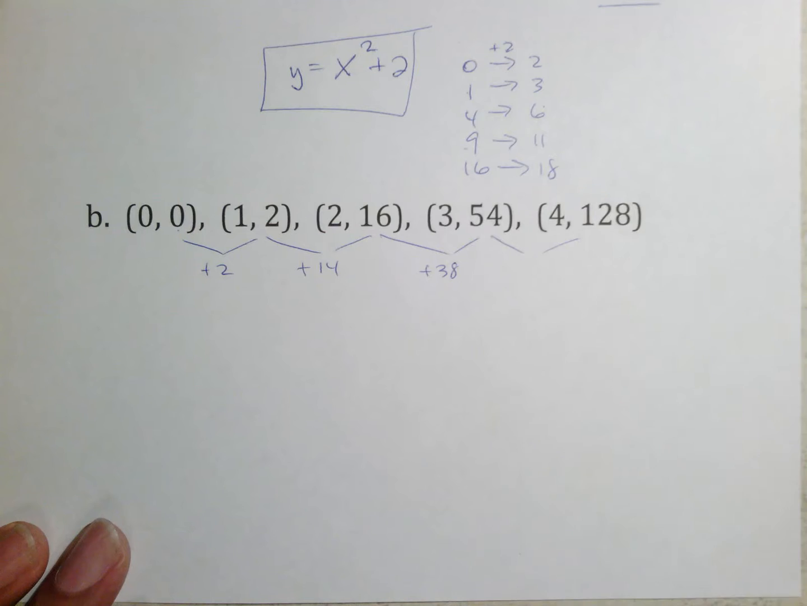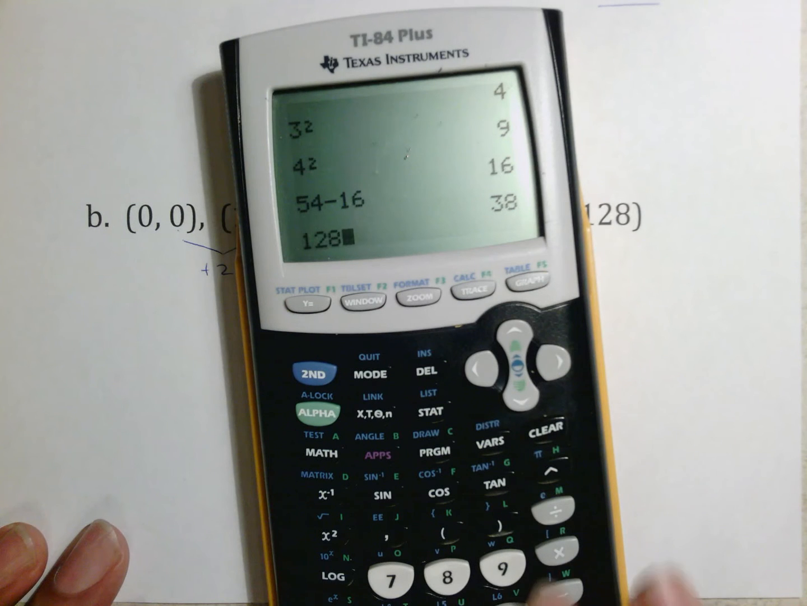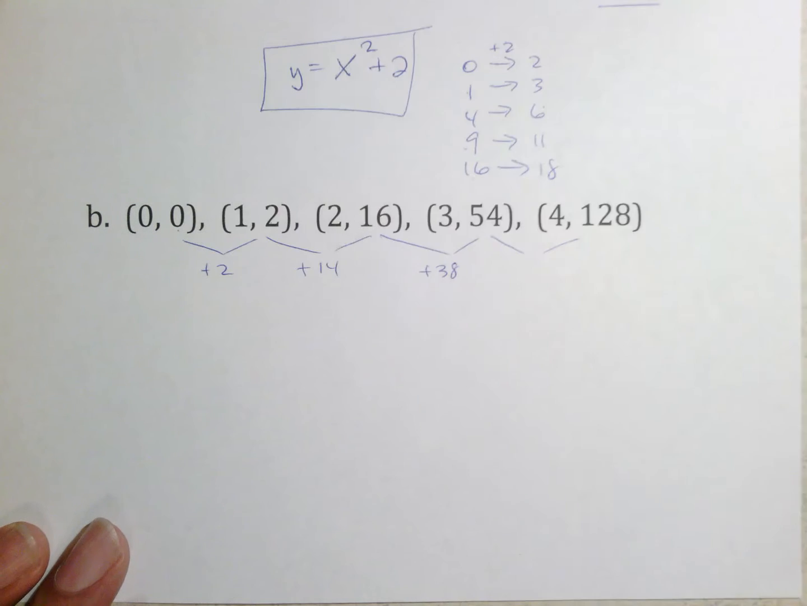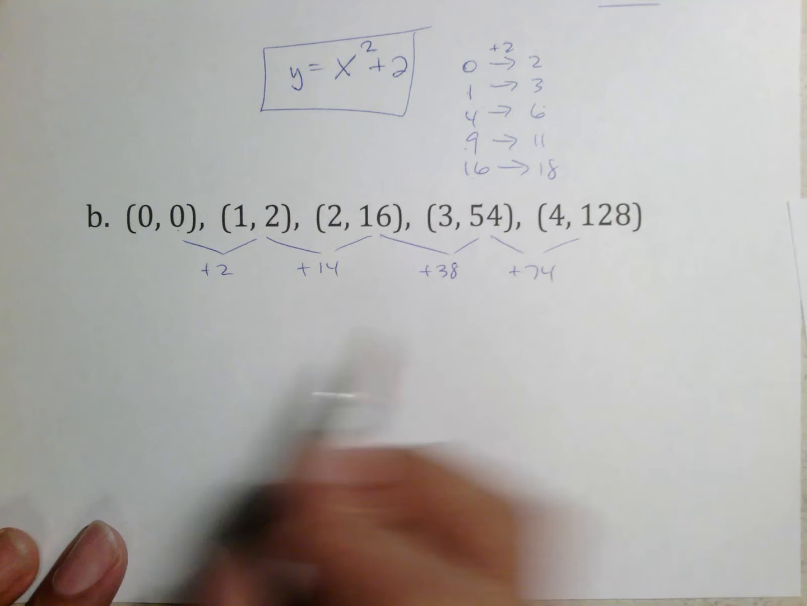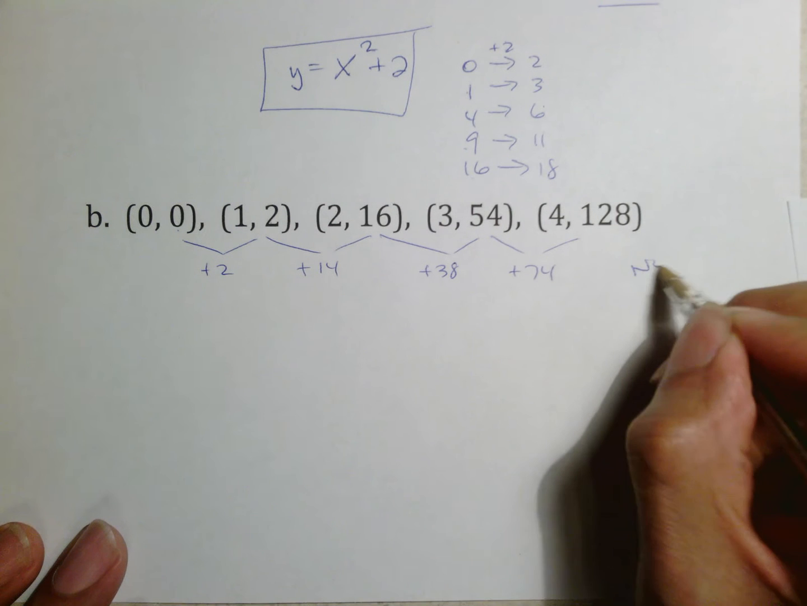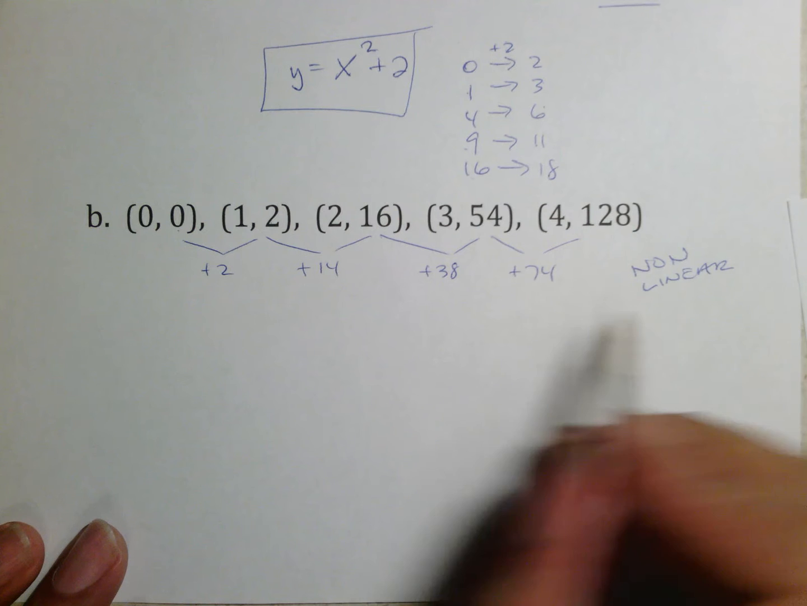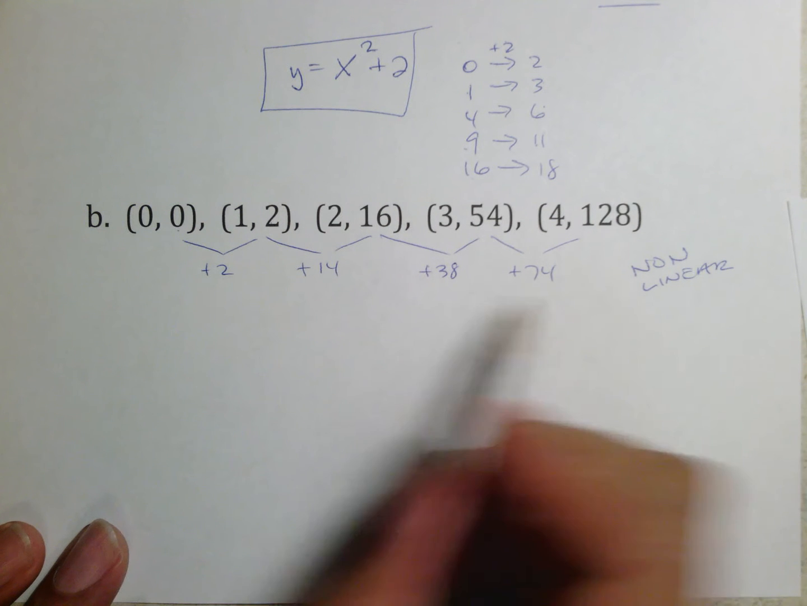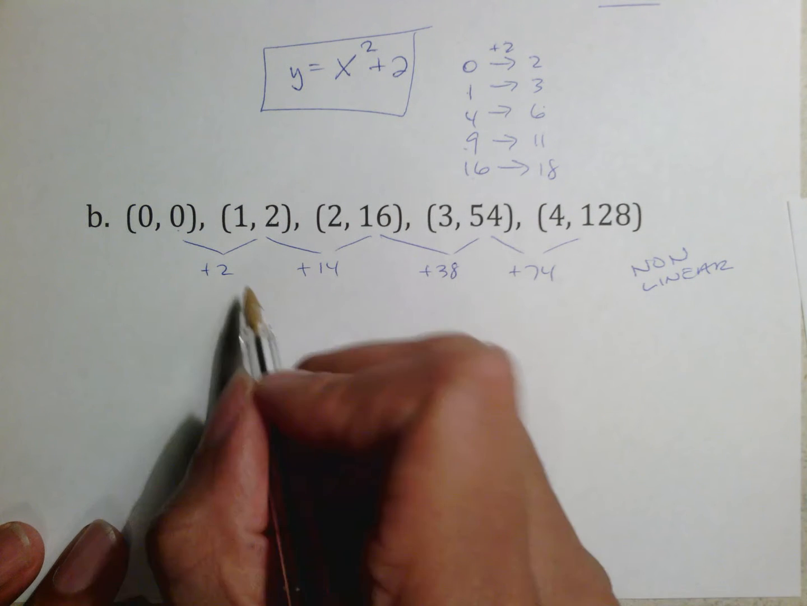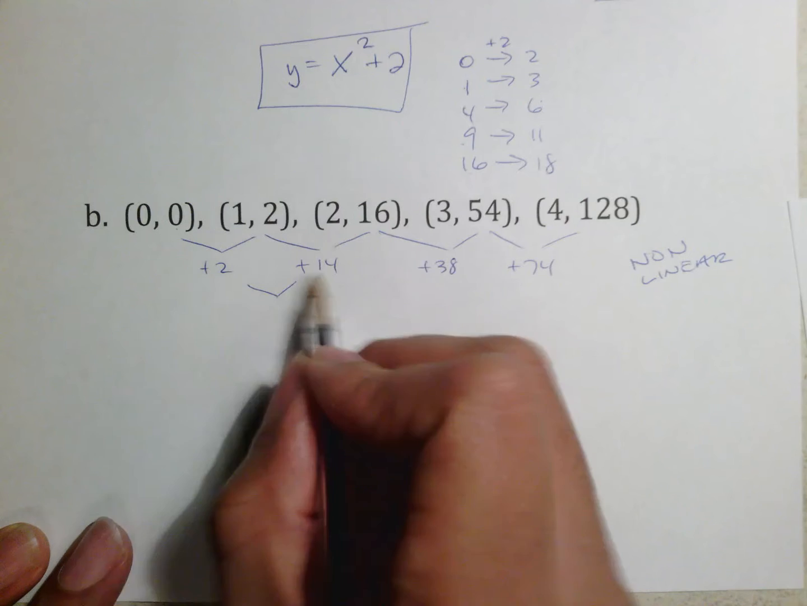54 to 128, well, 128 minus 54, which is +74. Again, is this linear? Nope, it's non-linear. Because if it was linear, those would be the same. But it also means that we can't stop checking, because we have to see if we have the second check.